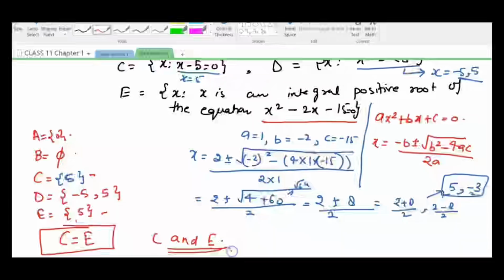This is the answer. Now, in today's video, we have learned about equal sets, empty set, finite and infinite set, and also equal sets.